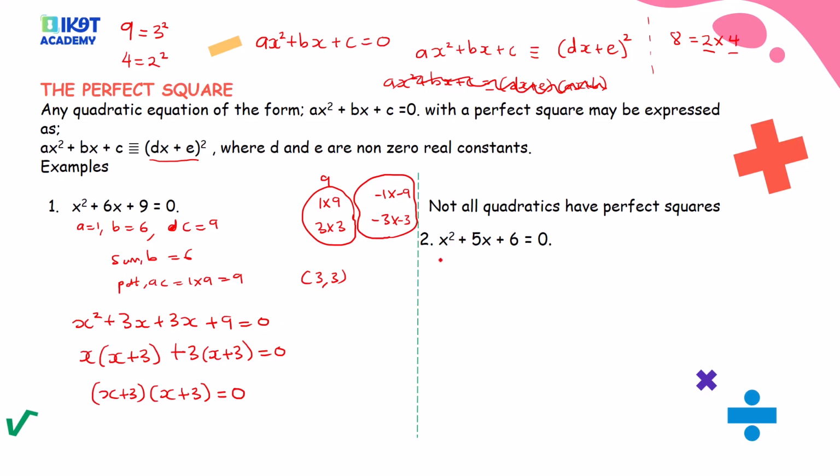Then now for this one, if we are to try, we get the sum, B, is 5. Then the product, AC, will be 1 times 6, which will be 6. So we come and get the factors of 6: 1 times 6 and 2 times 3.